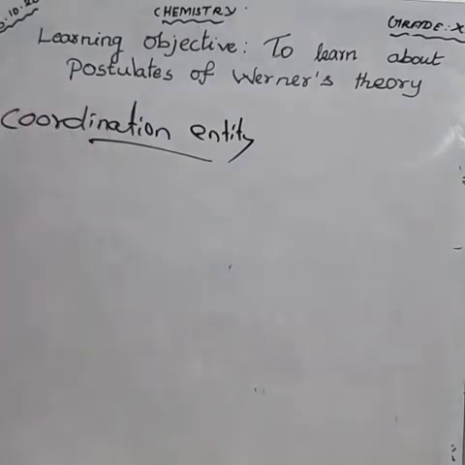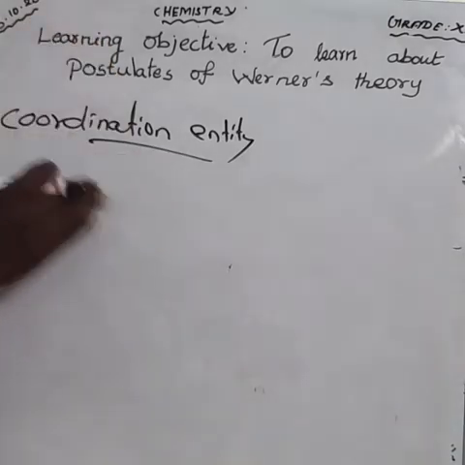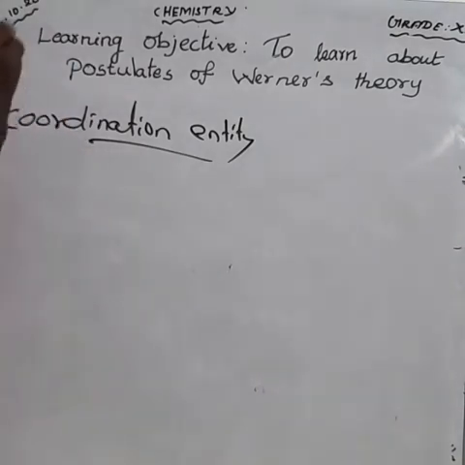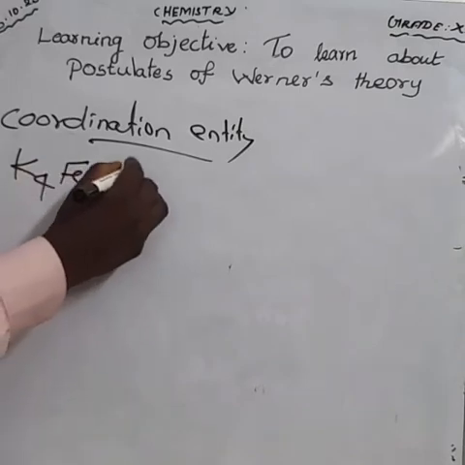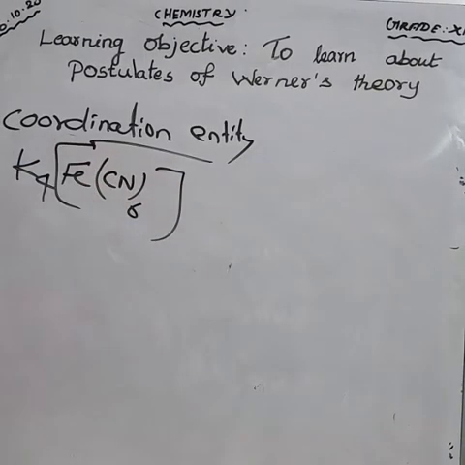Coordination entity means it is an ion or neutral molecule composed of a central atom. The coordination entity is enclosed in the square bracket. For example, K4[Fe(CN)6]. This is one of the coordination complexes. This is a cation, and this is an anionic complex.